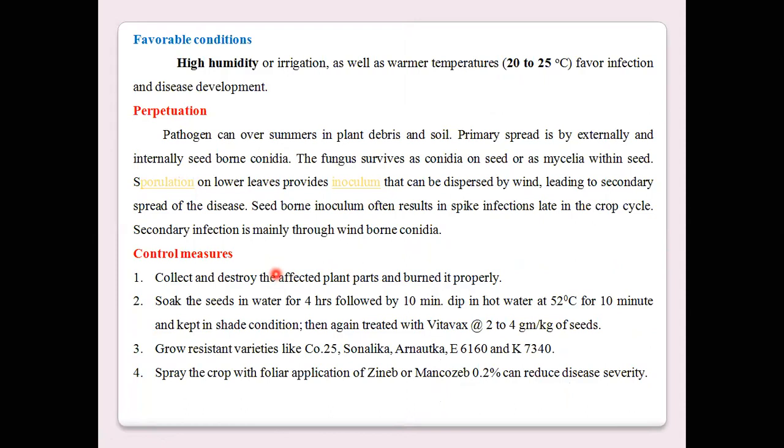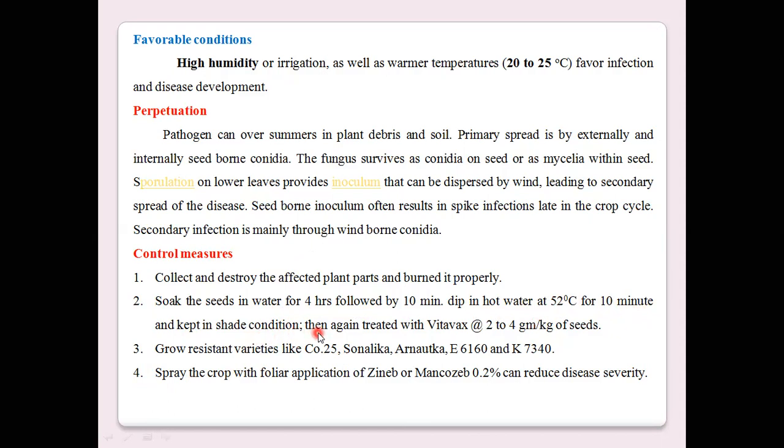In this case, collect and destroy the affected plant parts and burn them properly to avoid the primary source of infection. Then soak the seed in water for 4 hours, followed by dipping in hot water at a temperature of 52 degrees Celsius for 10 minutes. After the 10 minutes, remove the seeds from this pan and keep them in shade conditions.